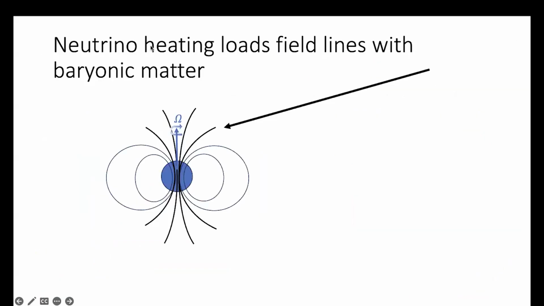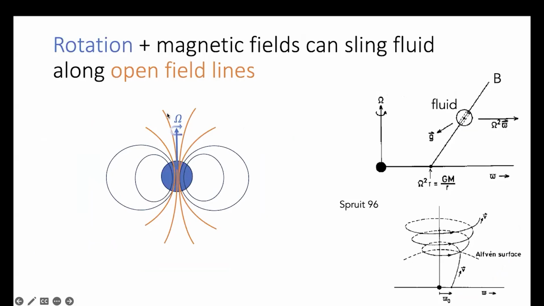And so the point is that neutrino heating can load these field lines, which may already exist, with baryonic matter. And so if you add on top of that rotation and magnetic field lines, they can sling fluid along open field lines. So if you have strong enough magnetic fields, then these field lines, you can imagine they would be rigid enough such that they can actually sling fluids and accelerate material so that it can reach high velocities. Since in this environment, ideal MHD is really a good approximation here. So matter is kind of trapped along these field lines. So it's really the open field lines from which there would be outflows that we're interested in.